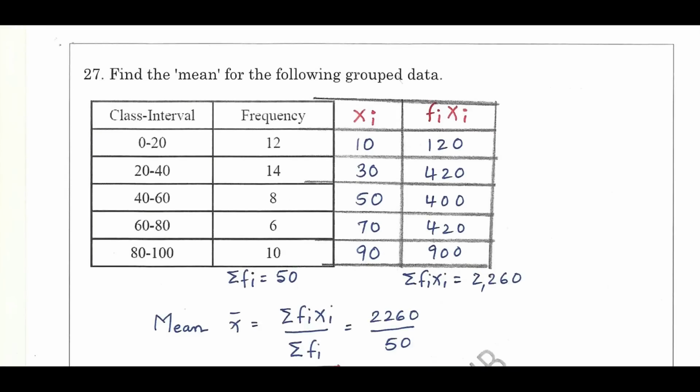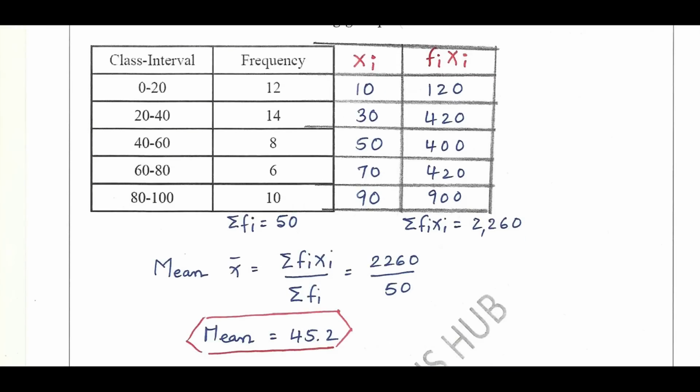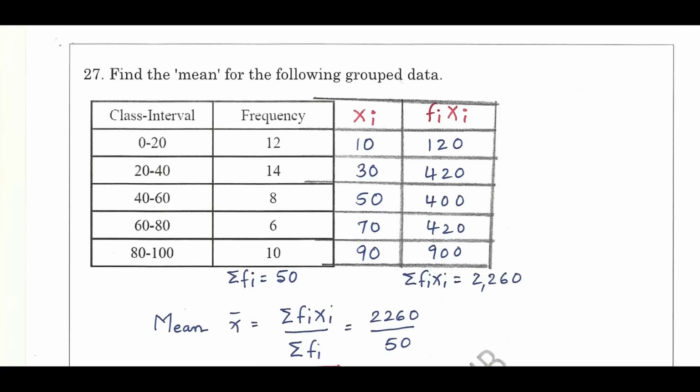Moving to next question, find the mean of the following group data. The first step is to find the class mark xi. Class mark xi is calculated by upper limit plus lower limit by 2. That is 0 plus 20 by 2 is 10.